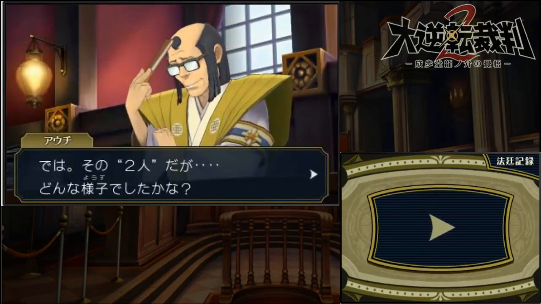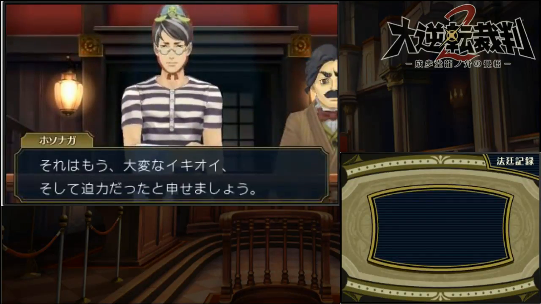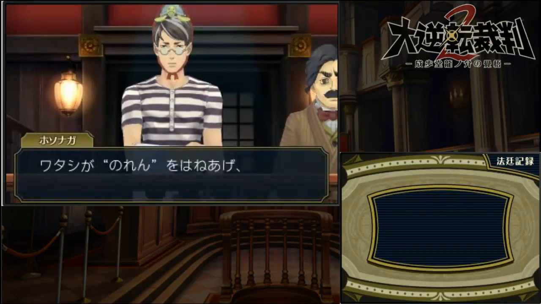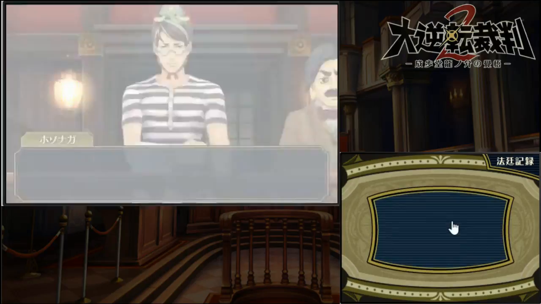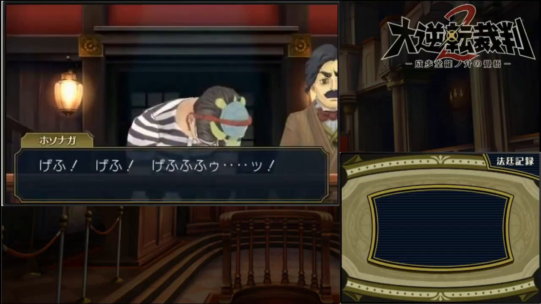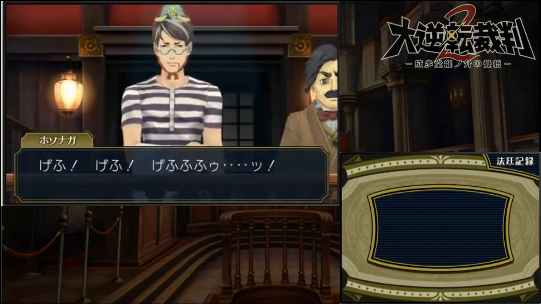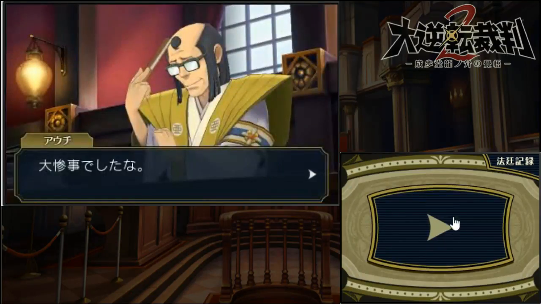So, what was the state of those two at that time? My lord, my word, let's just say there was a terrible amount of force and violence. Swiping away the curtain, I stepped into the hut at that very moment. I saw the poor Englishwoman collapse onto the sand, the defendant on top of her, like a demoness. Whoa, calm down, Hosonaga. I nearly dropped my glasses from what I had seen. Quite a disaster.